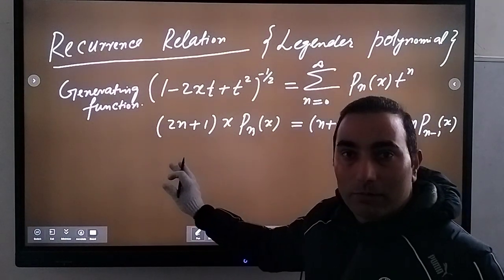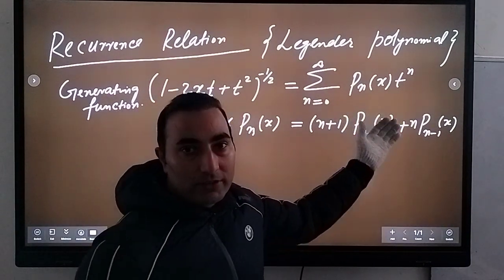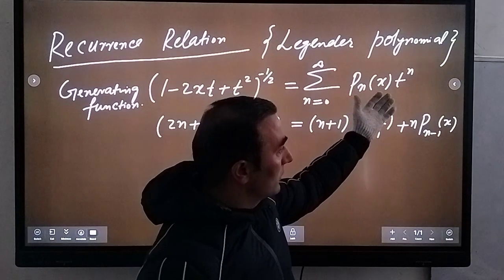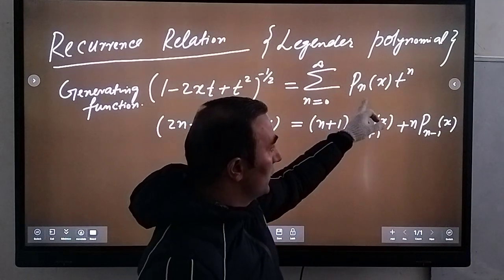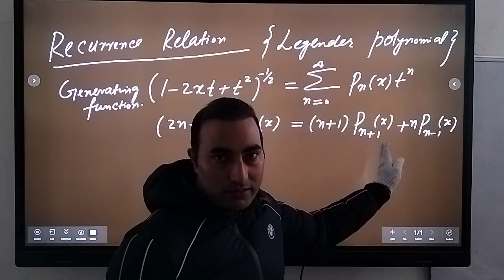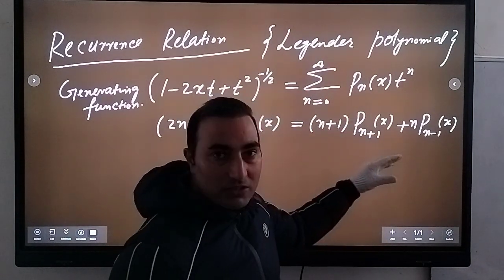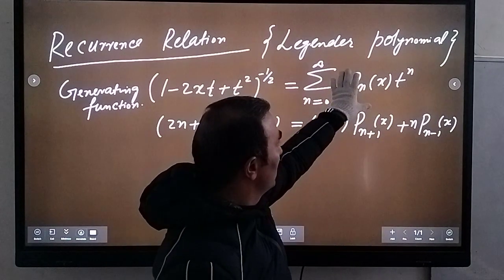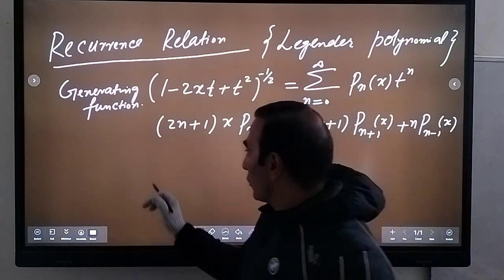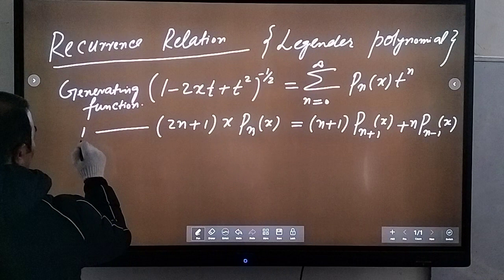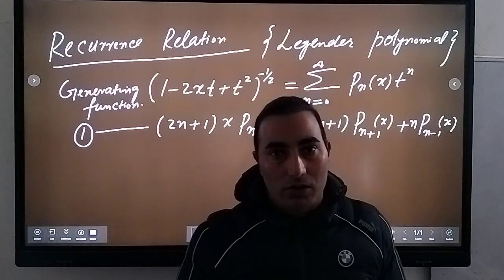So how do we get this first recurrence relation from this generating function? We basically differentiate this equation. So we differentiated it with respect to t. Right? So when I differentiate it with respect to t, I get this recurrence relation. So you just visit my previous video. I calculated this first recurrence relation after differentiating the generating function with respect to t. So this equation is our first recurrence relation for this Legendre polynomial.